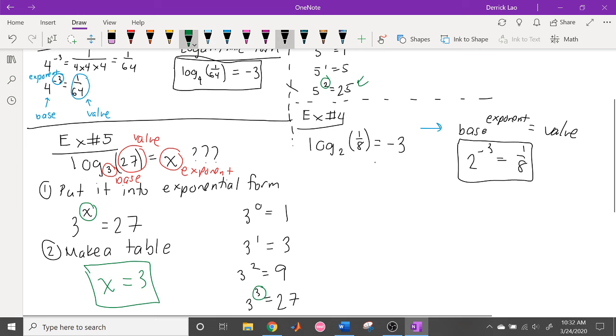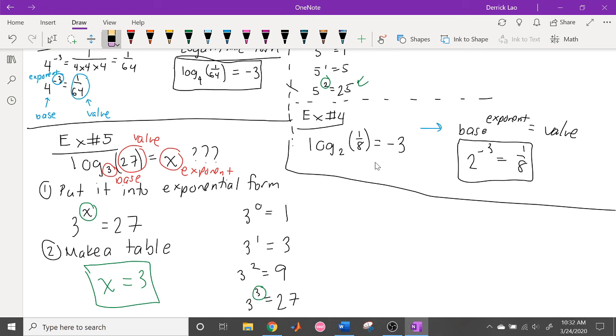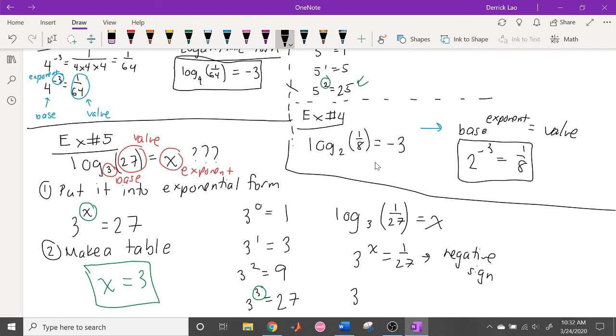Yep. And then what if I gave you guys log base 3 of 1 over 27? And we're like, okay, 3 to what exponent equals 1 over 27? Well, if it's a fraction, that means that there's a negative sign going on here. So it's 3 to the negative 3 equals 1/27. So x has to be negative 3.